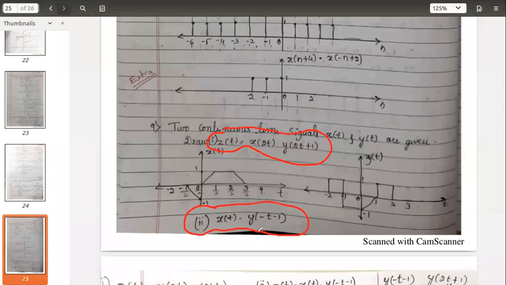Z of t is equal to, one is the multiplication of these two signals, the other one is the multiplication of these two. You can just denote this as x and y, probably s of t or something like this. Or you can even take z of t only. No problem.